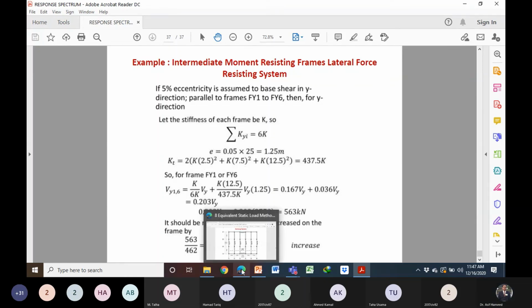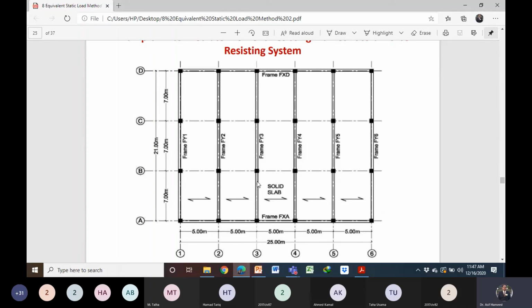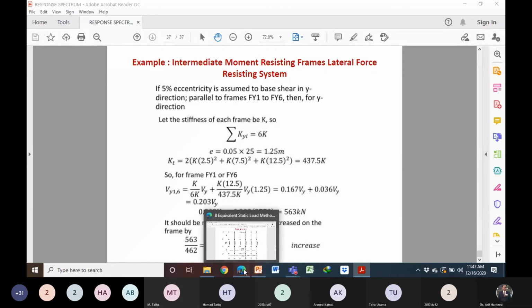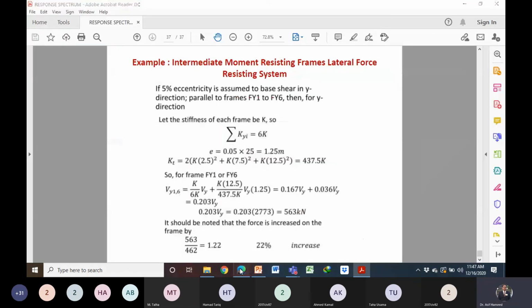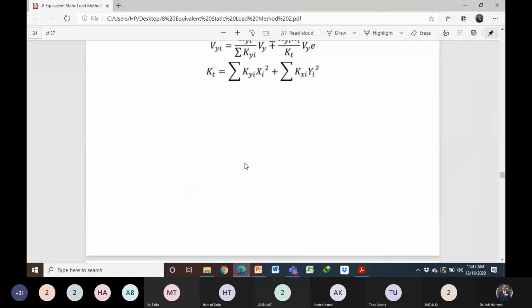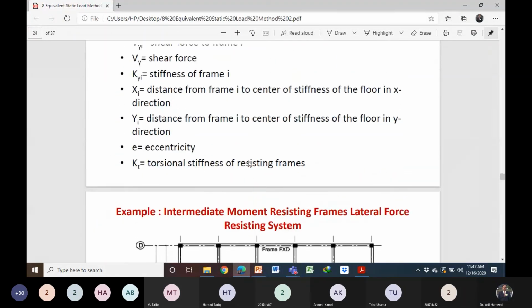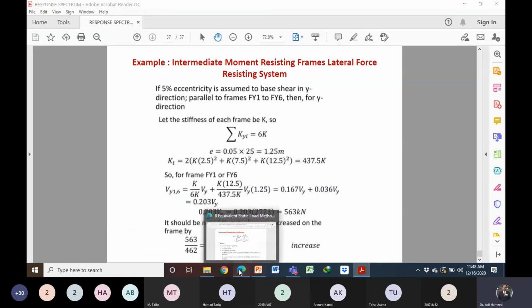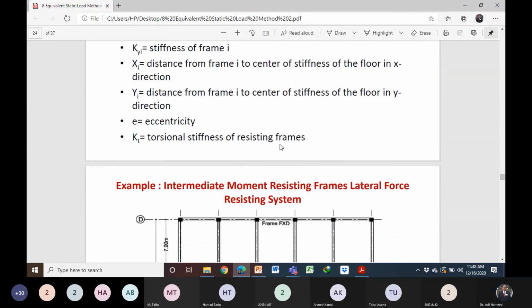KT, we have to calculate the stiffness. Now KT is equal to stiffness of that frame multiplied by the square of the distance from the frame to the center of stiffness of the floor. Okay. Look at this figure.